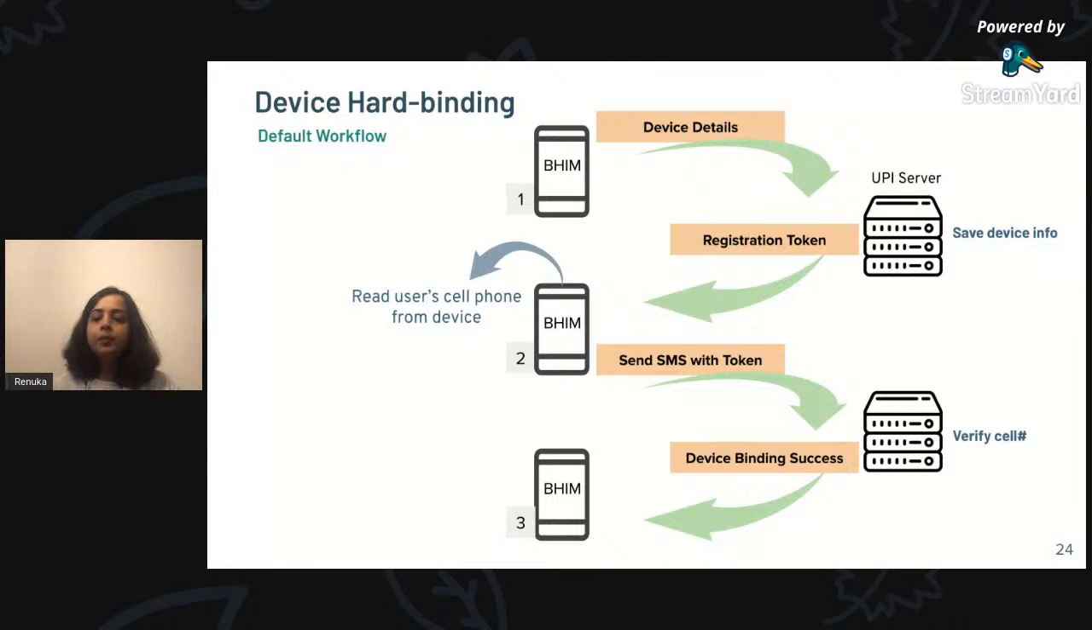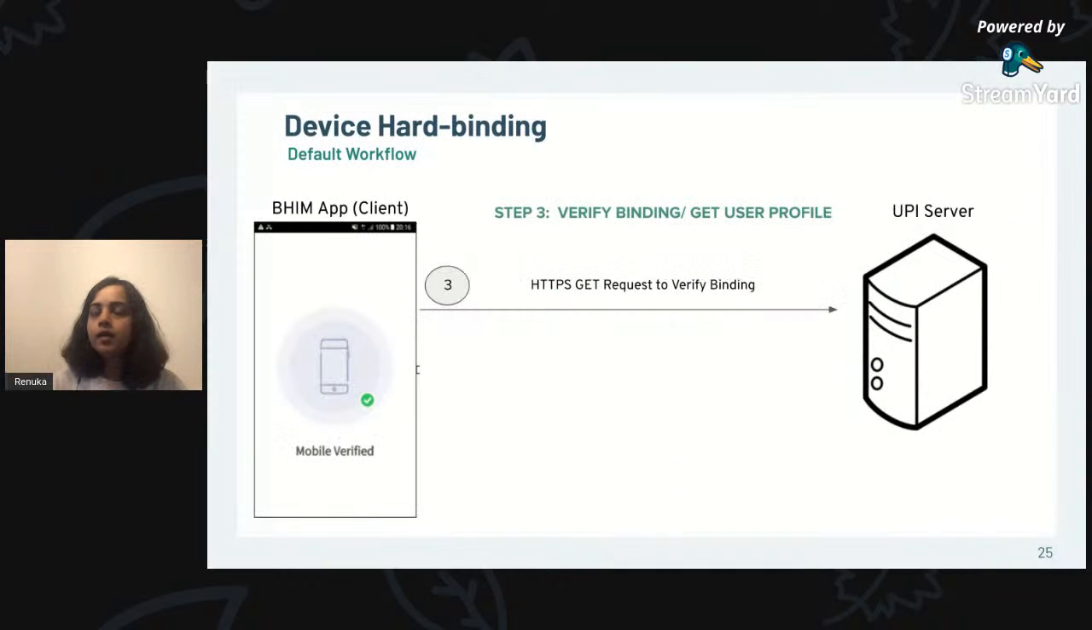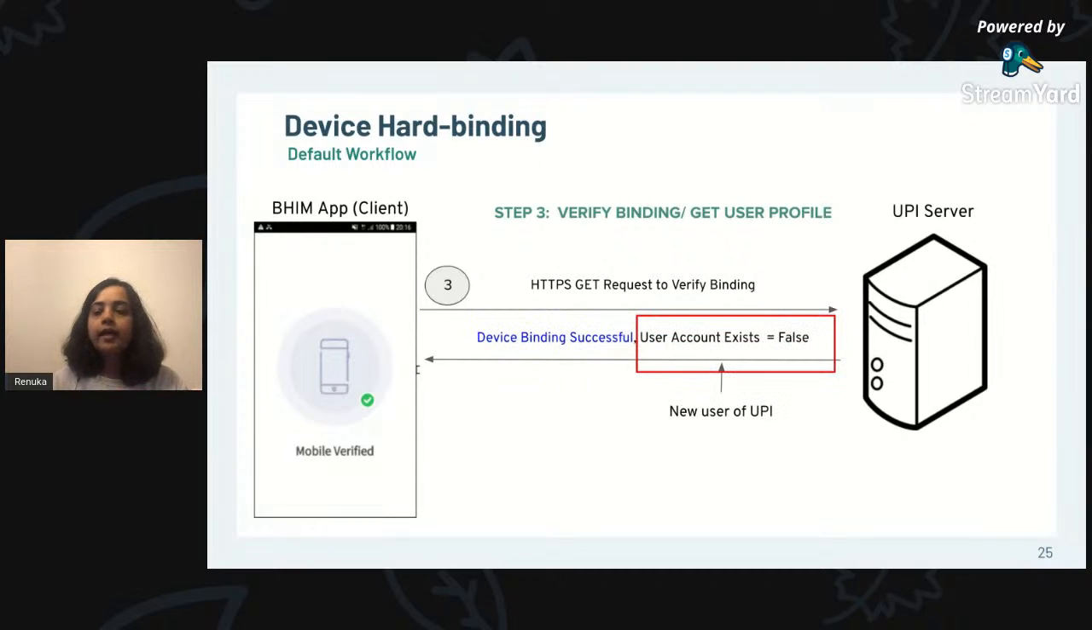Now, finally, the UPI server verifies a user's cell number and then confirms to the client that the binding has in fact succeeded. So under the hood, the client sends an HTTPS GET request to verify the binding, essentially showing encrypted communication. And the UPI server confirms that the binding has actually succeeded and also sets a flag that indicates whether the user is a new user or an existing user of UPI. Now the flag here is set to false, indicating a new user of UPI. That's the default workflow.